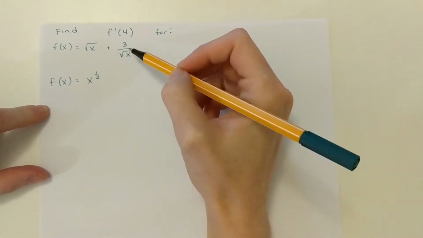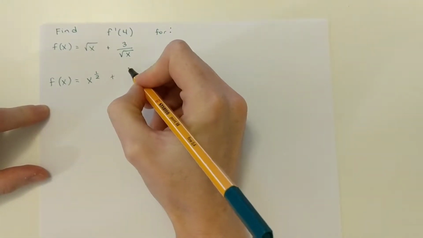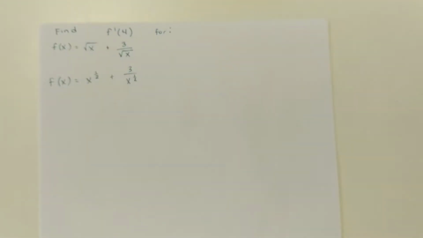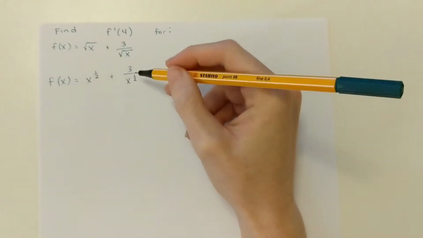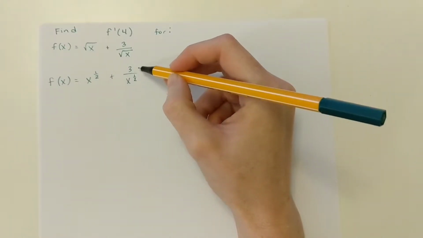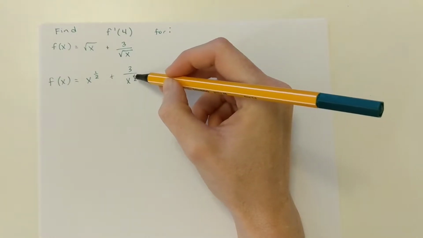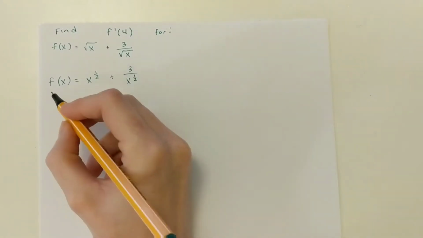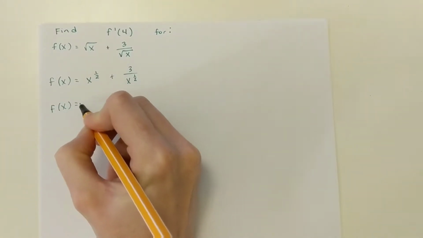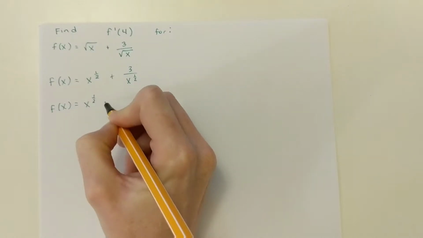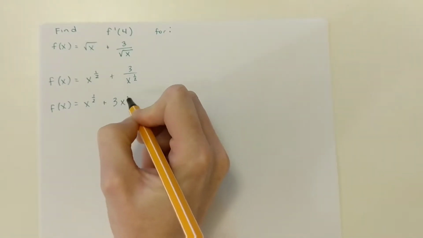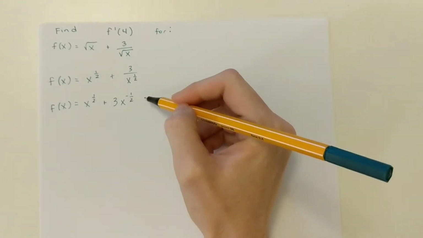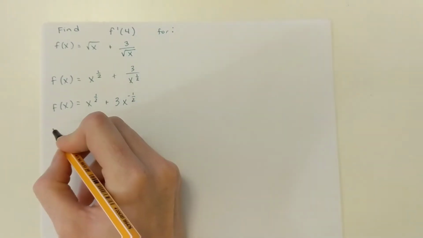I'm going to do an extra step right here. I'm going to change this to 3 over x to the 1/2. Now we don't want to do this with this in the denominator. So when we have this in the denominator, if we want to put this in the numerator, we just need to make this a negative exponent. That's just a rule that you need to know. So if we rewrite this one more time, we have f of x equals x to the 1/2 plus 3 times x to the negative 1/2. So this is the same thing as this. We just rewrote it. And now we're going to find the derivative.